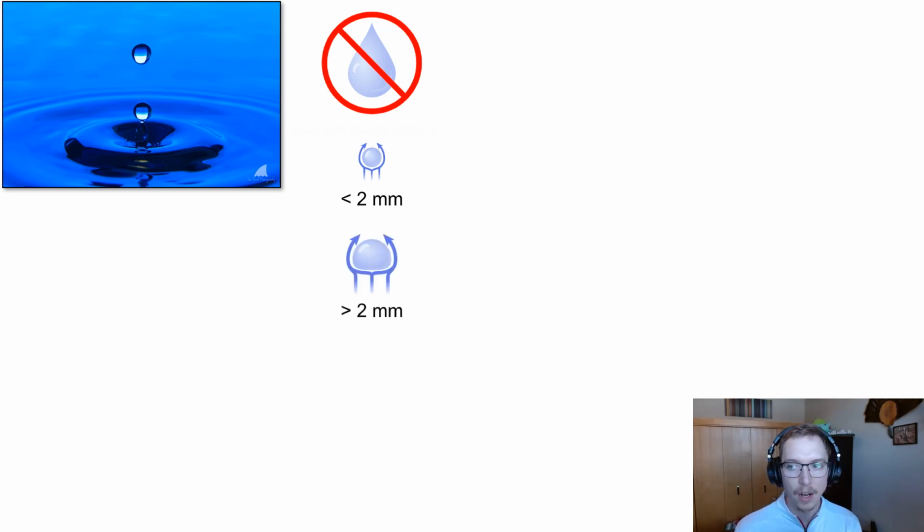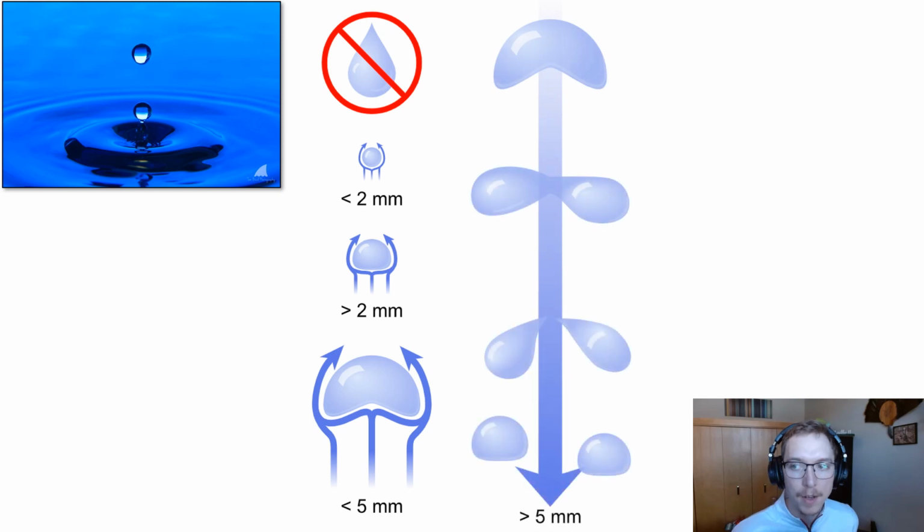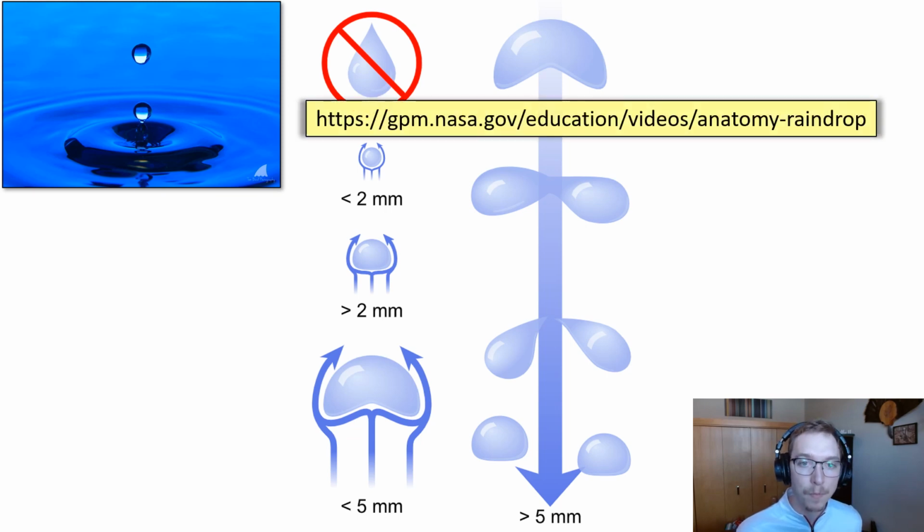You can see that here. The drops eventually start to flatten. As frictional forces continue to act, you see that mushrooming occurring. Sometimes that can lead to drops splitting when the frictional drag force overcomes the surface tension forces within the water. Splitting ensures a maximum drop size of about 5 millimeters and the continuation of those collision and coalescence processes that we talked about before. You can go check this video out if you want to learn more about the anatomy of a raindrop.